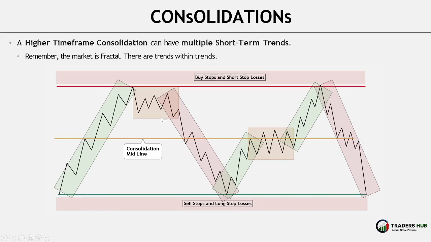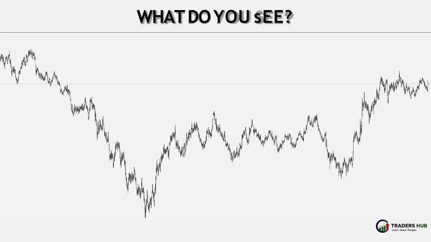and in between the ceiling and the floor, or the resistance level and the support area, there is usually a midline. You will always see price either consolidating between these zones. And yes, when you look at this chart, what do you see before we put labels on it? Yes, pause this video and try to label this before we move forward.